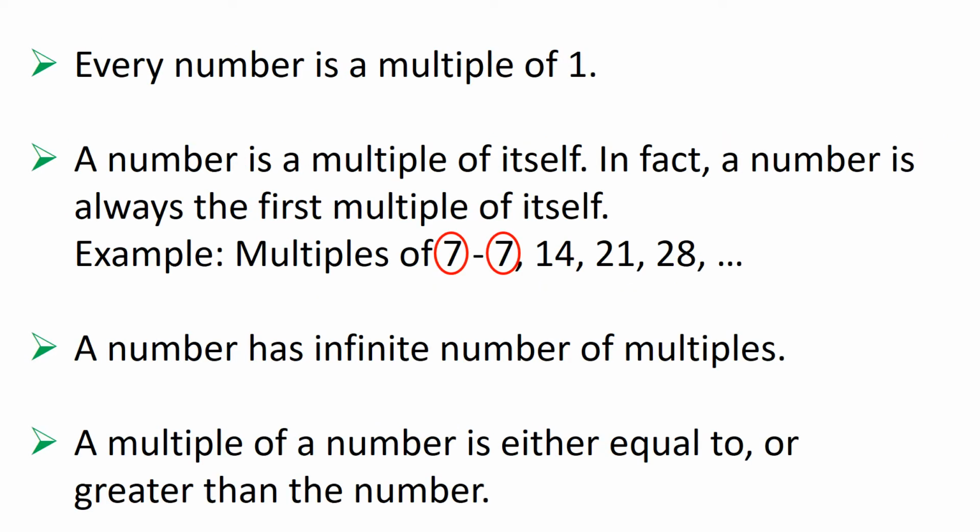Let us now see few facts. Every number is a multiple of 1. A number is a multiple of itself. In fact, a number is always the first multiple of itself. Example, multiples of 7 are 7, 14, 21, 28 and so on. If you see, the first multiple of 7 is 7 itself. Then a number has infinite number of multiples. And finally, a multiple of a number is either equal to or greater than the number.